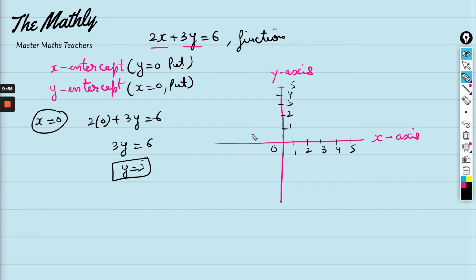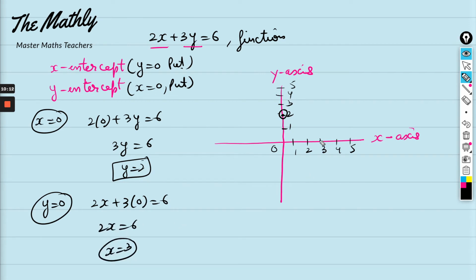Now, x is 0 and y is 2. So this is going to be the point. Now, if I put y equals 0, I'll get the x-intercept. So I'll get 2x plus 3 times 0 equals 6, so 2x equals 6, x equals 3. So this is the point.